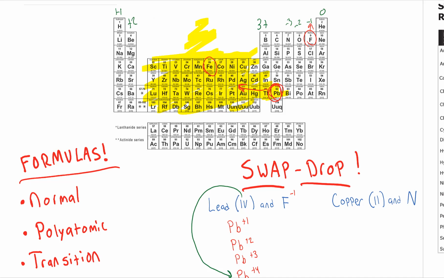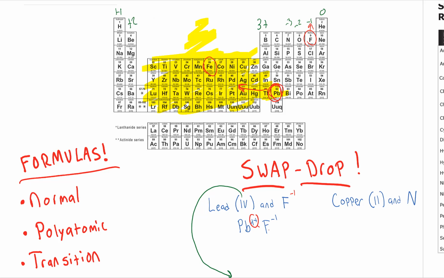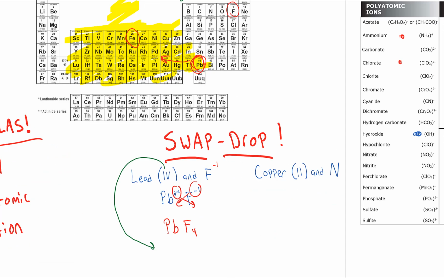So once you know which particular version of the transition metal you're talking about, you write it down. Pb 4 plus, that's what I have. So Pb 4 plus, and then fluorine is -1. So what you do is you swap the numbers, drop them down. So swap, drop, and you end up with Pb 1, but we don't write 1s because we're lazy. F4. This is the combination of lead 4 and fluorine.